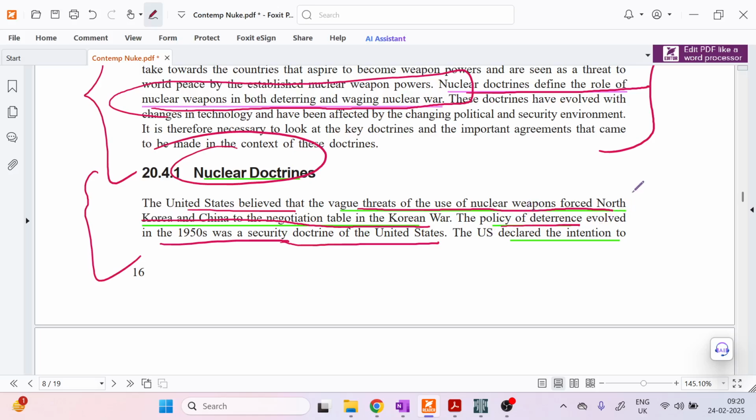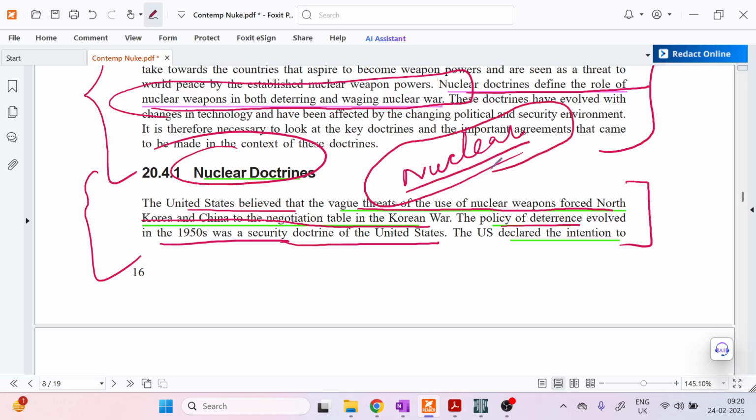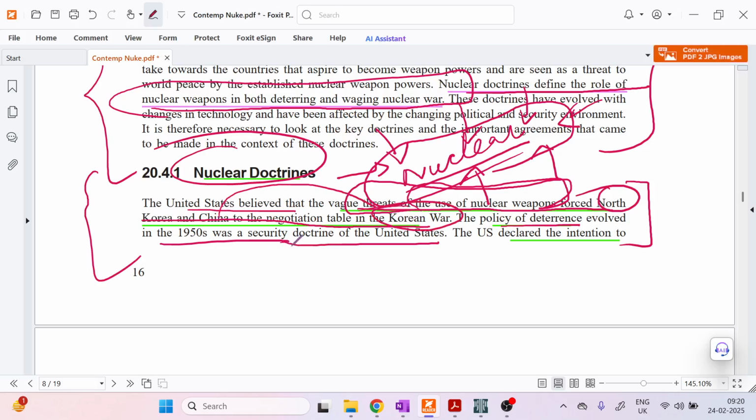So the ultimate aim of developing nuclear weapons is nuclear deterrence, which is the possession of nuclear weapons. It acts as a deterrent so that other countries do not take you for granted and do not think about invading your country via any military means. And the US also believed that because of having nuclear weapons and the threat of their use, it forced North Korea and China to the negotiating table in the Korean War.